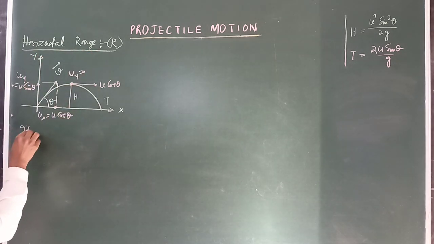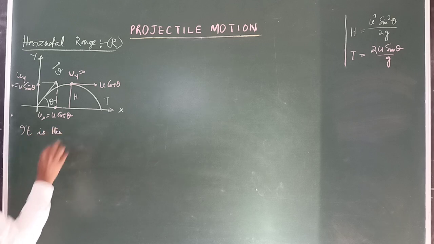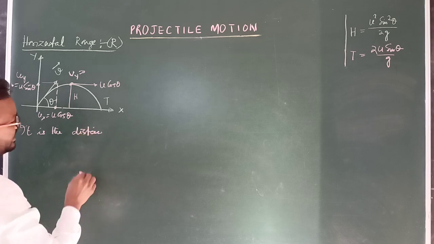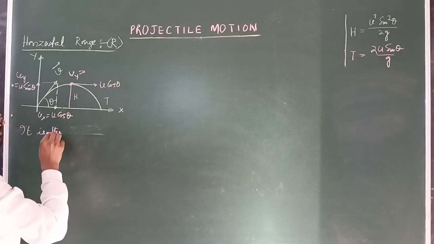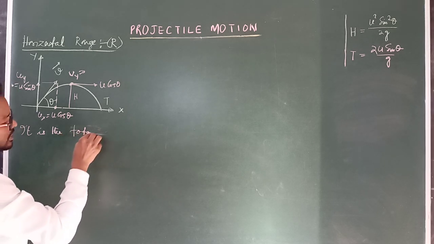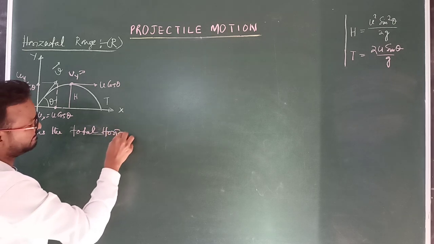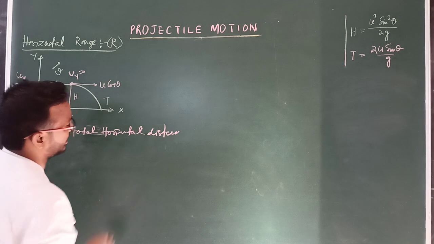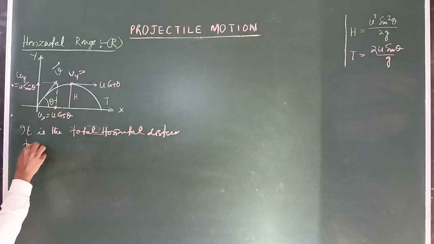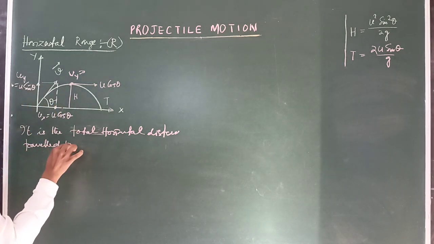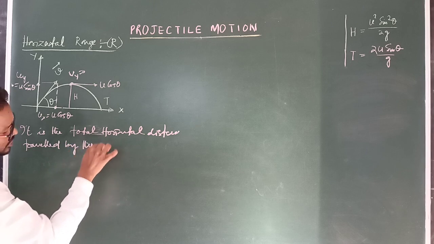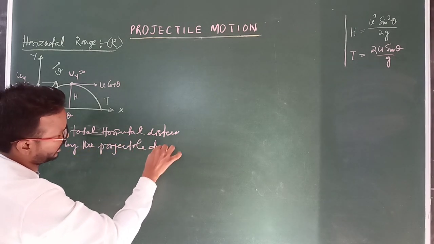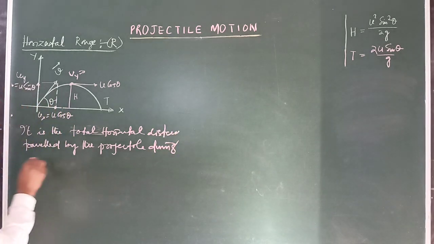It is the distance, it is the horizontal distance, it is the total horizontal distance travelled by the projectile during its motion.